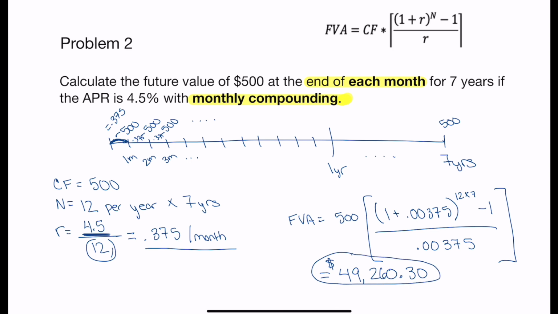So all of these problems were where the payment frequency and the compounding frequency match. If that's the case, you want to use the periodic rate. If that isn't the case, that's what I'm going to be showing you in the next video, where you could have something like it's $500 at the end of each year, but with monthly compounding.